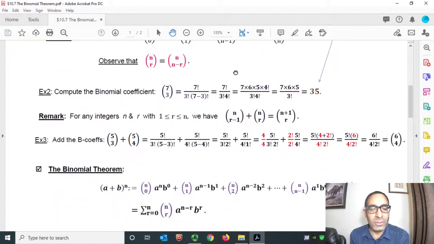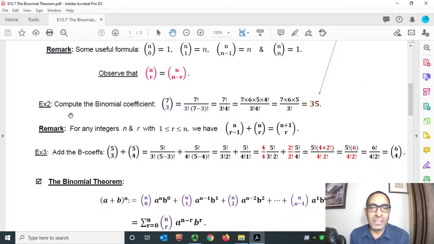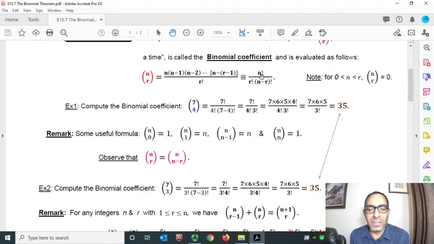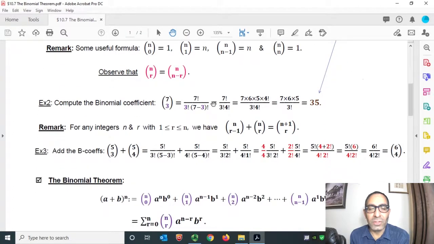Let's move on. Let's do example 2. Example 2, compute the binomial coefficient 7 choose 3. Then solution. 7 choose 3 equals, let's apply the formula here. Here n is 7, r is 3. So this equals 7 factorial over 3 factorial times 7 minus 3 factorial. This equals 7 factorial over 3 factorial times 4 factorial, since 7 minus 3 is 4.